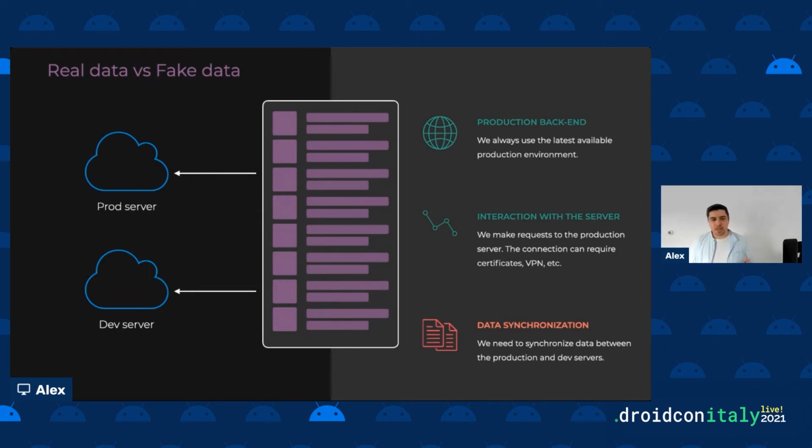The next step is that we have interaction with server. And it's great because we check that we work with latest environment, all criteria are matched and everything is perfect. But sometimes we can have complications. As example, that our server requires certificates, VPN, etc. And if it's required, our continuous integration also should be configured to provide a great environment for our test, especially if we need VPN. And the last problem is that from time to time, we need to synchronize our production server with dev server. If a new version of production environment was released, our dev environment also should be updated. Sometimes we would like to synchronize data between production and dev environment.